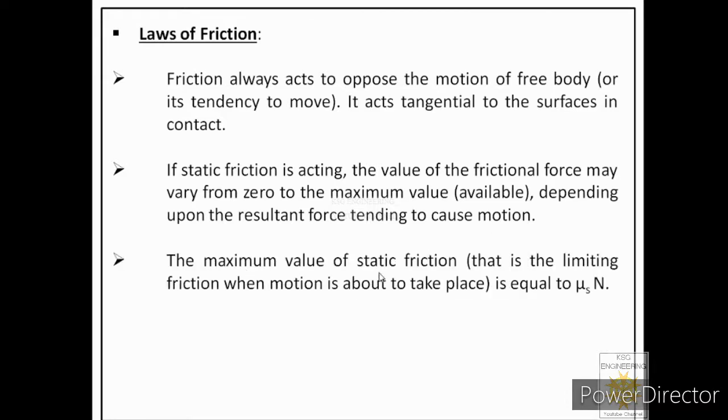The maximum value of static friction, that is the limiting friction when motion is about to take place, is equal to μs N, where μs is the coefficient of static friction, and we denote limiting friction or maximum static friction as Fm.